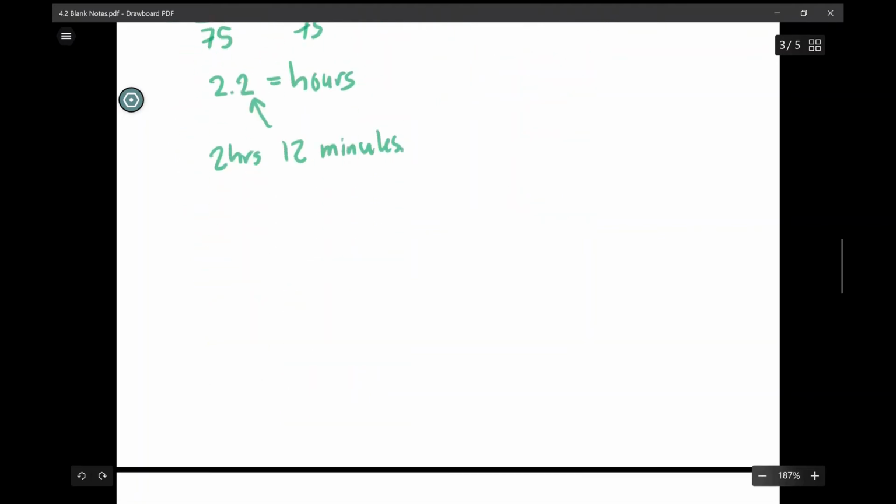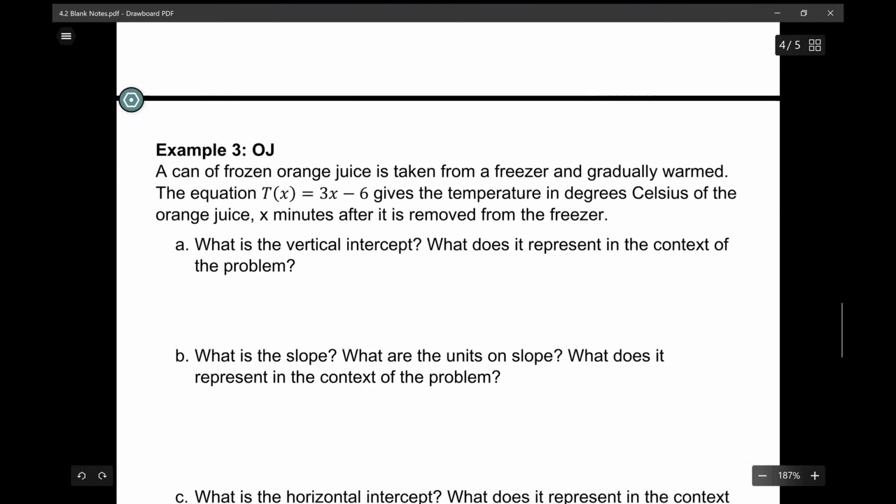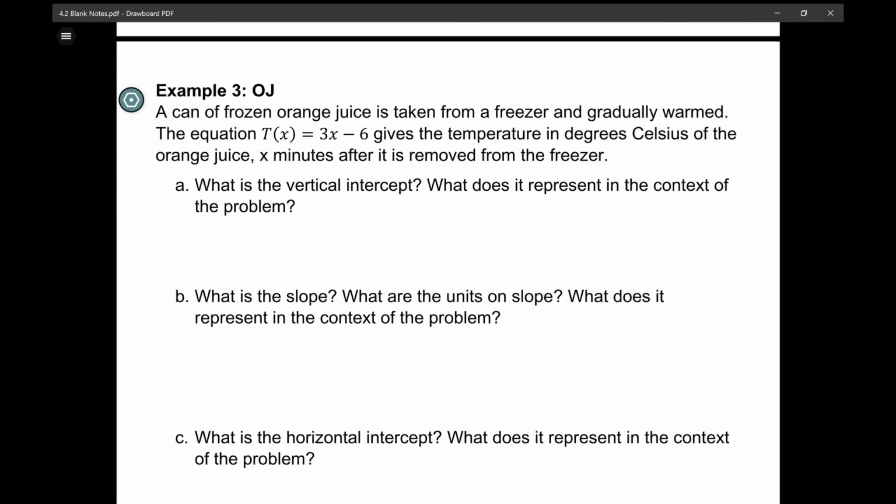All right, let's try one more problem. So this one's a little bit different. I gave you the function in this one. A can of frozen orange juice is taken from a freezer and gradually warmed. The equation T of x equals 3x minus 6 gives the temperature in degrees Celsius of the orange juice x minutes after it is removed from the freezer.